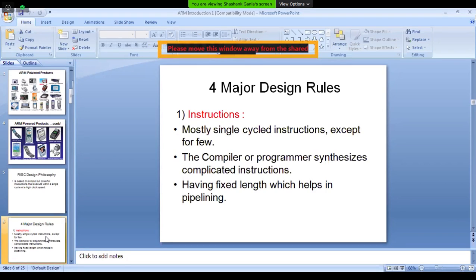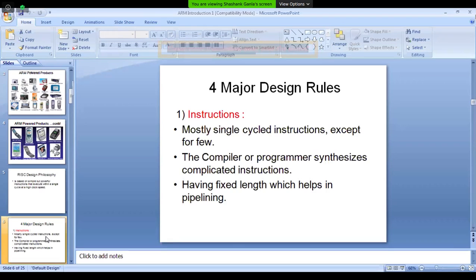So they could not realize the situation in which all instructions will complete in a single clock cycle. Mostly instructions are single cycle, except for a few instructions which could not practically be designed to be single clock cycle. And these are mostly the branching instructions. Okay, these are mostly the branching instructions. Apart from branching instructions, there are also other types of instructions which will take more than one clock cycle for execution.